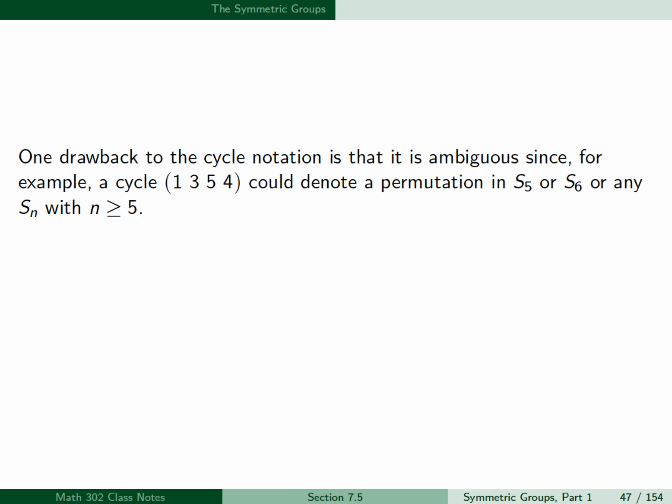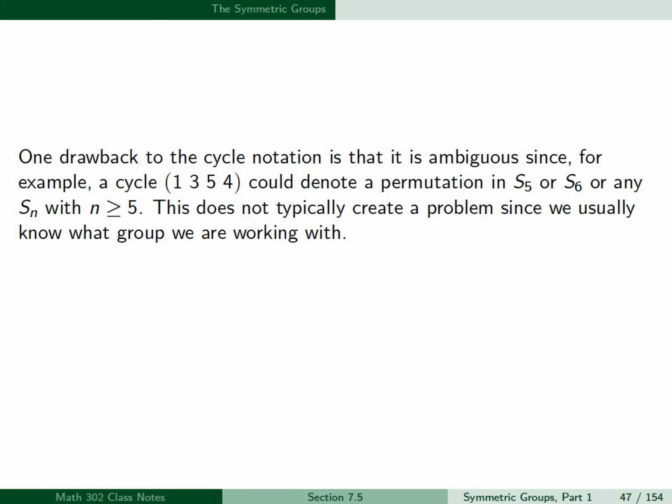Now, one drawback to the cycle notation is that it's ambiguous, since, for example, a cycle 1354 could denote a permutation in S5 or S6 or any S sub n with n greater than or equal to 5. This doesn't usually create a problem, since we usually know what group we are working with.